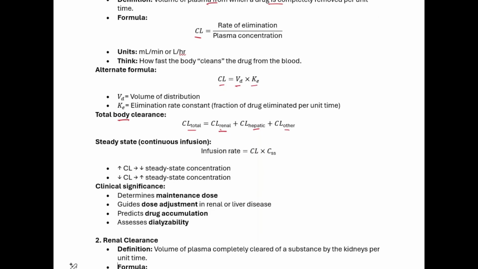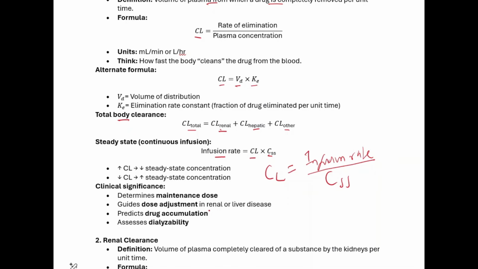And then the other formula that we can use to evaluate clearance is based on the idea of infusion rate. Infusion rate equals clearance multiplied by steady state concentration. So from this formula, I can say my clearance equals infusion rate divided by what? The steady state concentration.